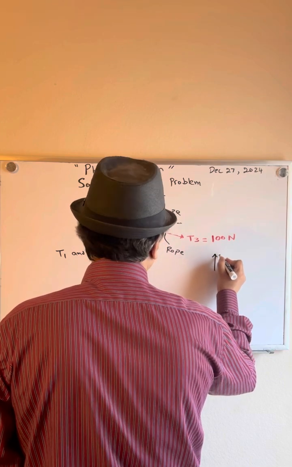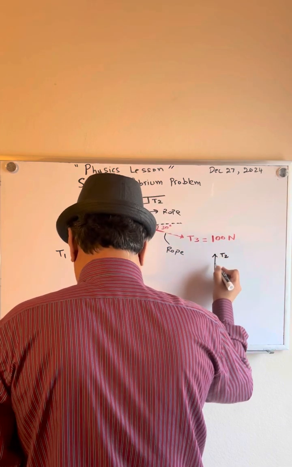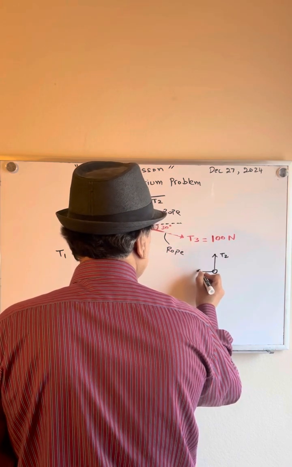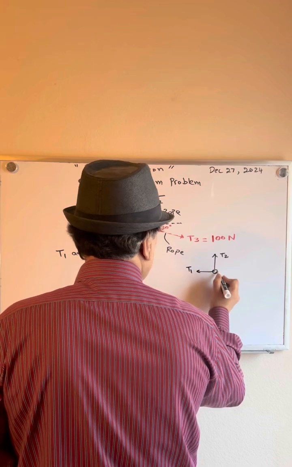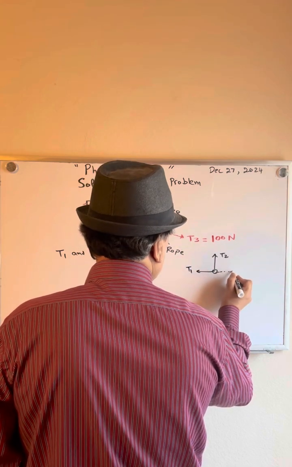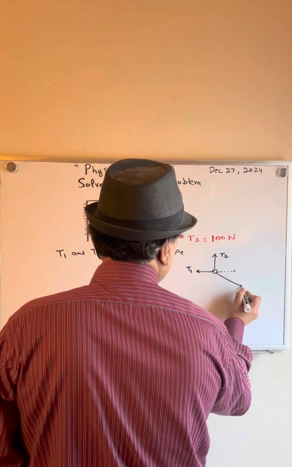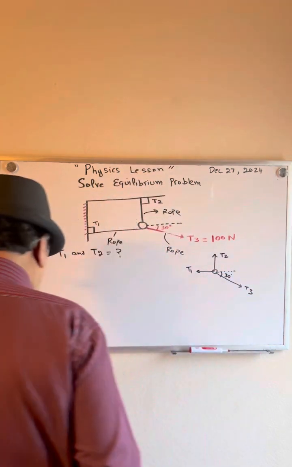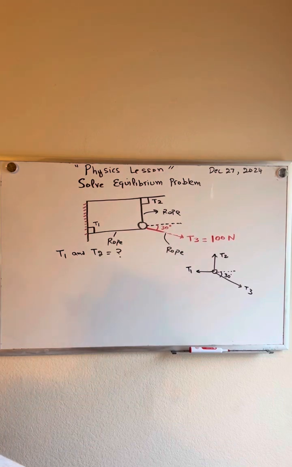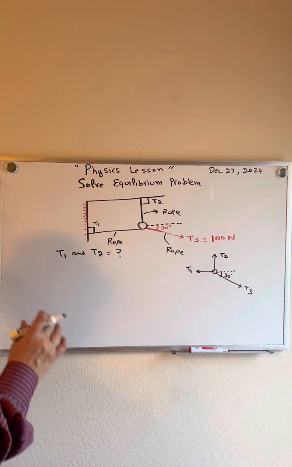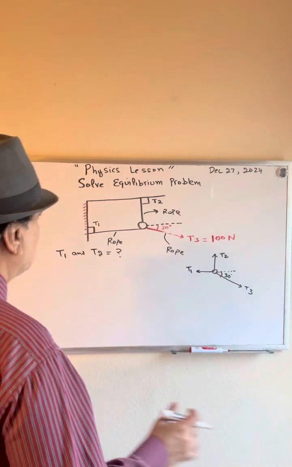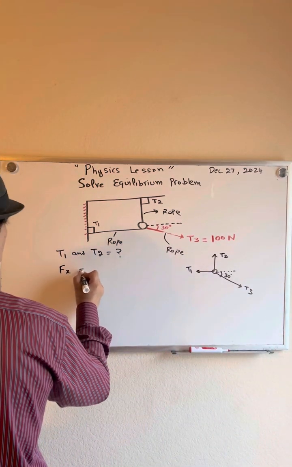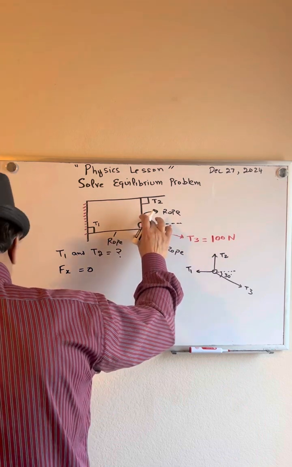In a free body diagram, I draw something like this. I say this is T2, and this right here is my ball, and this is T1. And this right here is the force T3, which is at 30 degrees. Okay. So then let's find the components in the x direction. So the sum of F_x is equal to 0. We know that because the ball is in equilibrium.